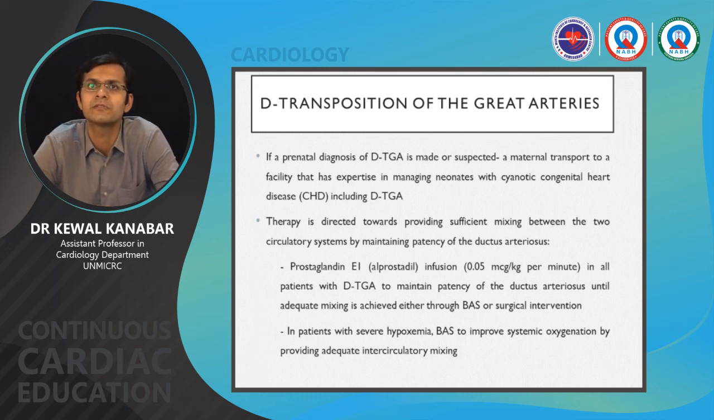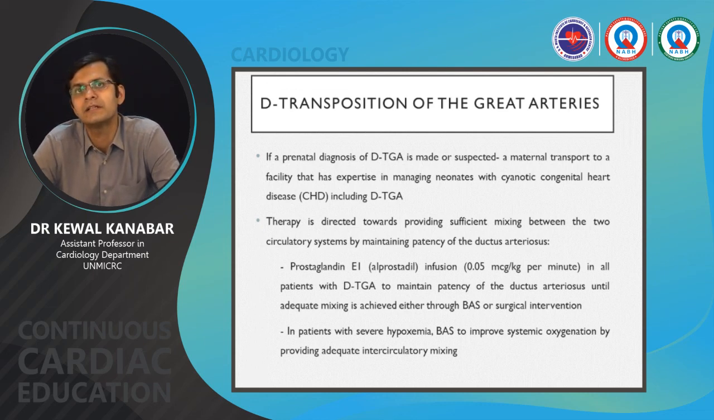Therapy is directed towards providing sufficient mixing between the systemic circulation and the pulmonary circulation. Prostaglandin or prostin infusion is required in patients who have ductus-dependent circulation. And if patients have an intact septum or a small ASD, then a balloon atrial septostomy is required early in life.